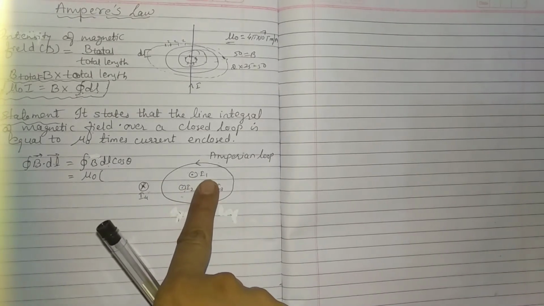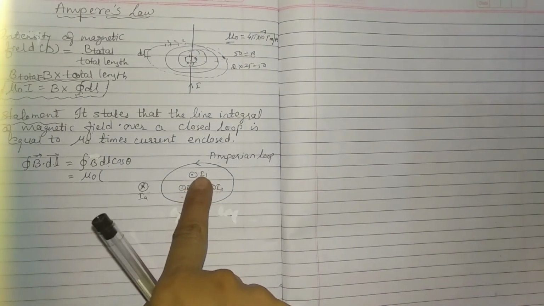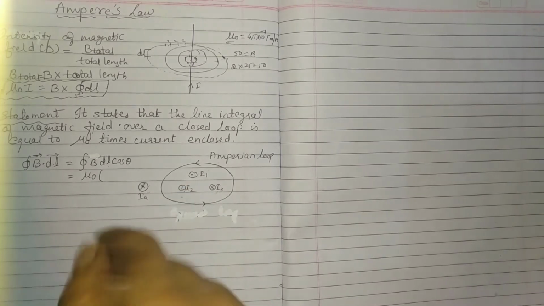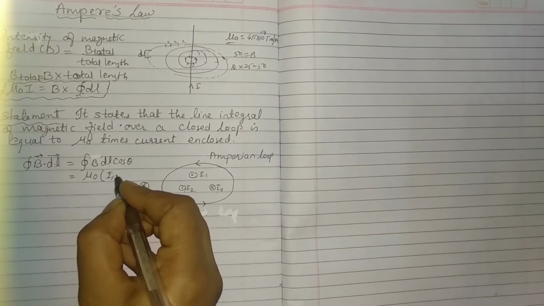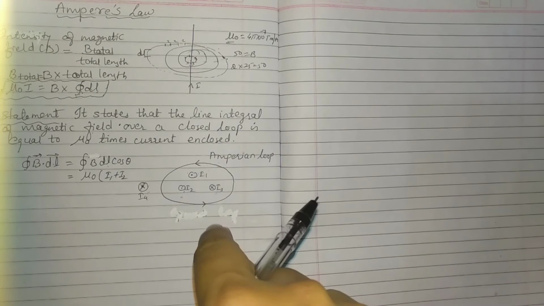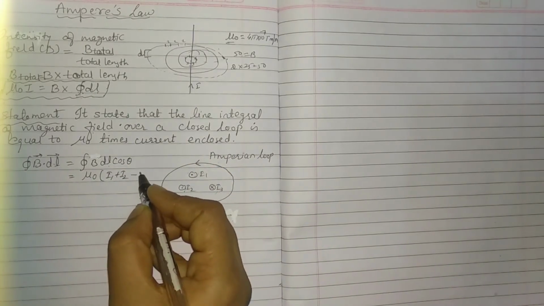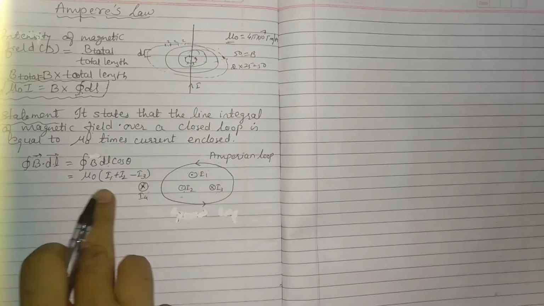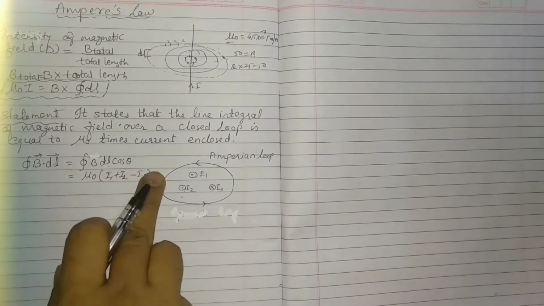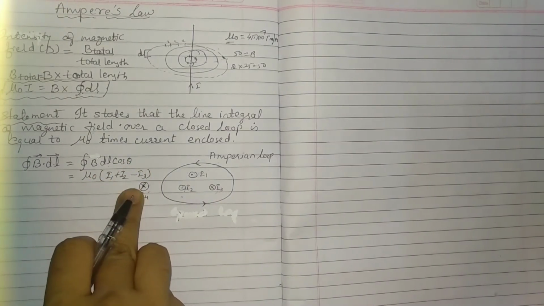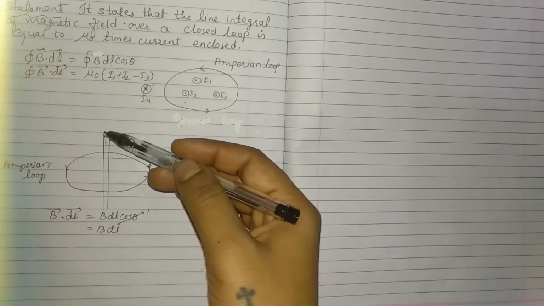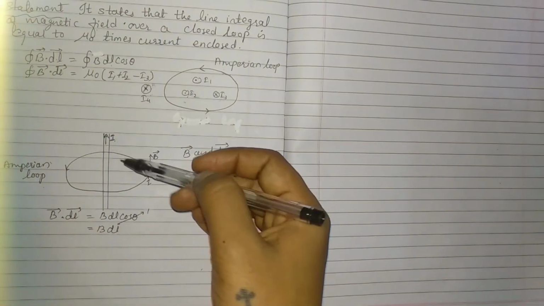As I told you how to remember the sign convention, I1 and I2 are coming out of the paper, so they are taken as positive. And since I3 is going into the plane of the paper, can I take it as negative? So this will give the total current. Consider a long straight wire carrying a current I over here.